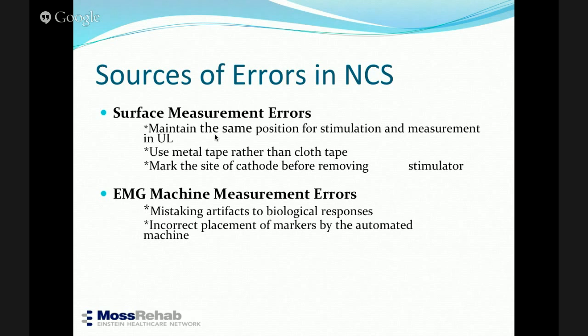EMG machine measurement. Now that's one of the things which you always have to be careful about, because the EMG machine may put your marker much further down or much proximally, because there's all these automatic markers now. So if you rely on that, you're going to have some problem with the interpretation, because sometimes it may be putting where the machine thinks it is the appropriate area, and when you go back and look at it, it's really not. It changes that all the time. So be aware of that.